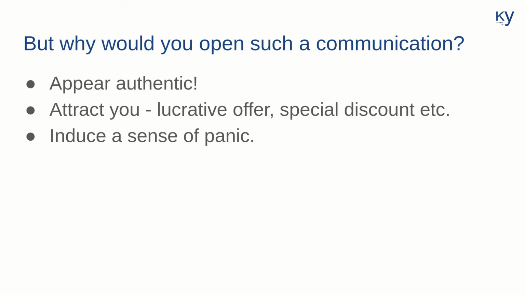For example, you could get a call saying that your credit card has been blocked, and until you call so-and-so number and give your relevant information and verify your identity, your card will be completely cancelled. So you panic, and once you panic, all rationality and calm, collected thought goes for a toss. You immediately call the number and the rest of the story is known. So you have to be very careful. These attackers are very, very clever.